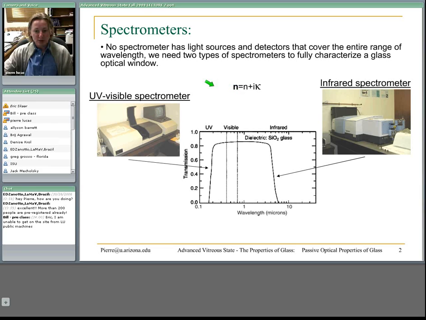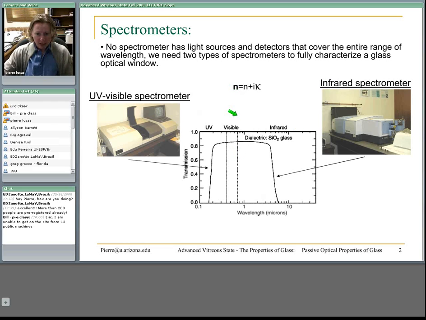But we saw that there is no spectrometer capable of spanning the whole range of wavelengths, or at least the optical range, from the UV all the way down to the infrared, going through the visible, which is typically the span of wavelengths that we are interested in for optical materials. In that case, you need two types of spectrometer. For the high energy range, we need a UV-visible spectrometer, and for the low energy range, we need an infrared spectrometer.